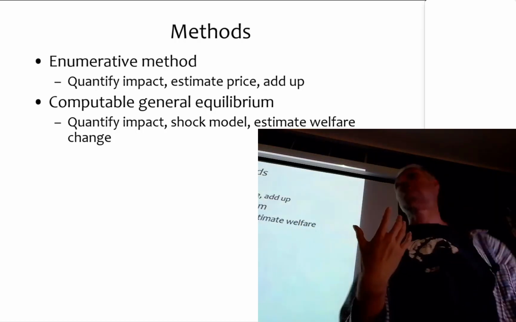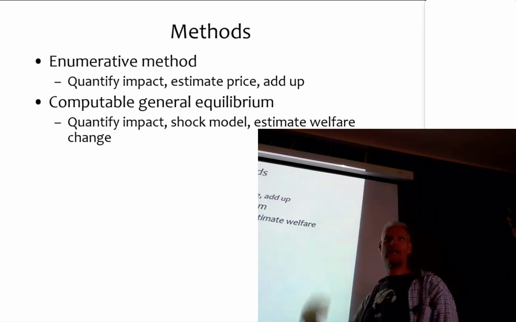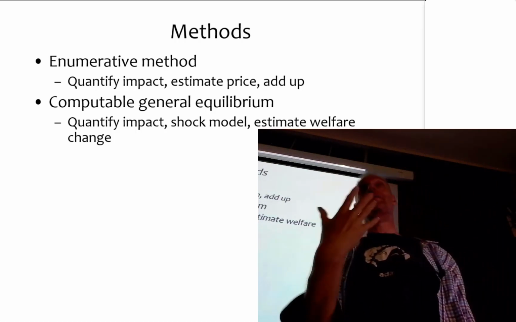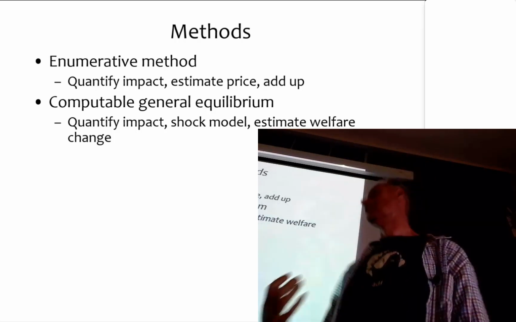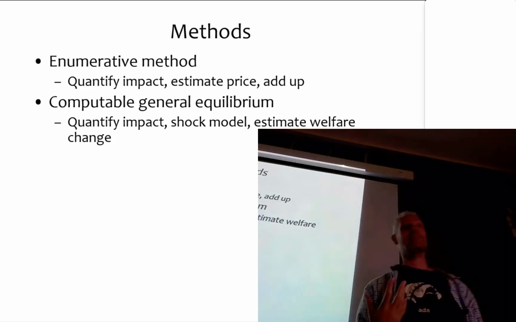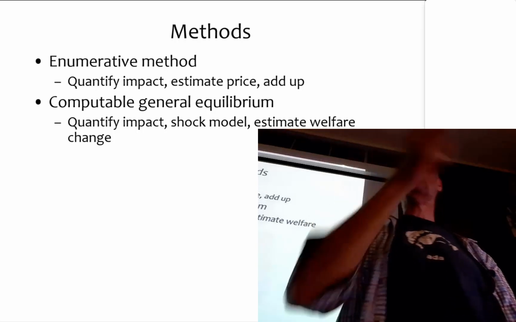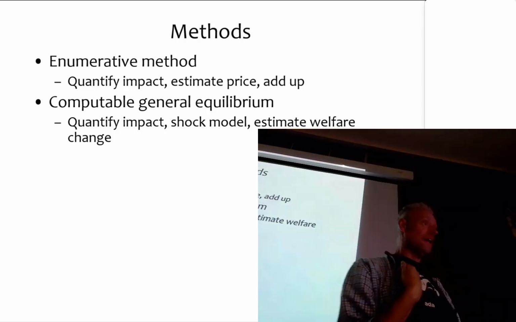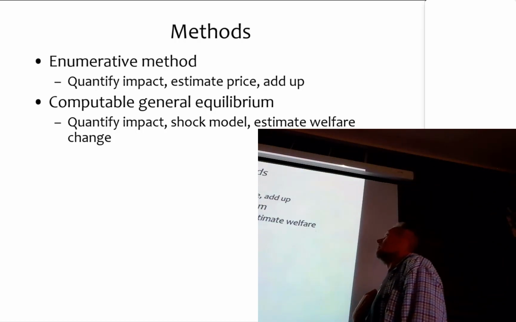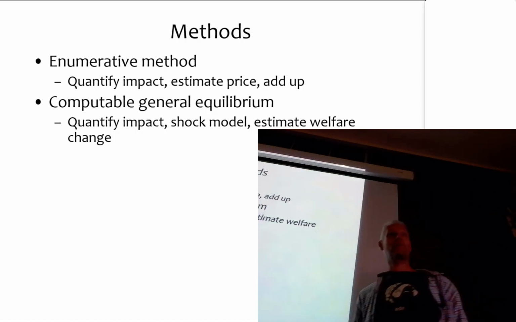Another thing that is good about computable general equilibrium models is that they come up with a true, or a theoretically consistent, welfare measure, right? Those enumerative methods essentially estimate the direct cost. And we pretend it's a Hicksian equivalent variation, but it's not, right? So that is the good thing about computable general equilibrium models.